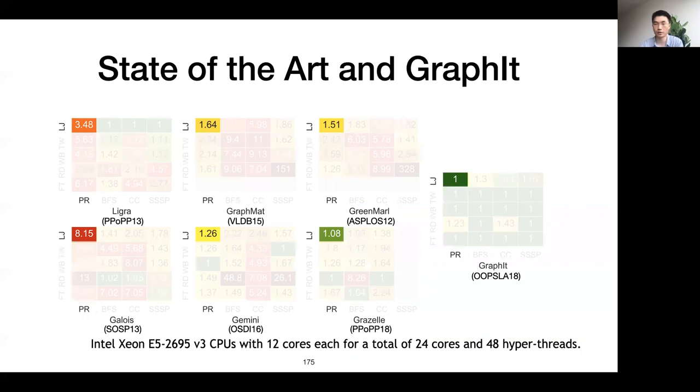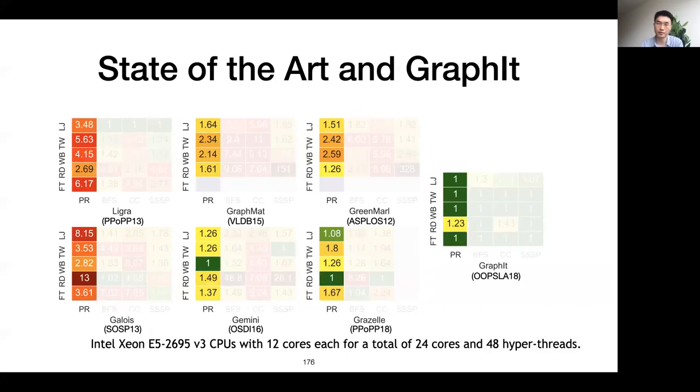So here we show the performance of GraphIt compared to some of the state-of-the-art frameworks. So this is PageRank running on the LiveJournal graph, and the number represents the slowdown of each framework compared to the fastest framework. So a number 1 or a green means it's the fastest of 7, and a red 8 means it's 8 times slower than the fastest of 7 frameworks.